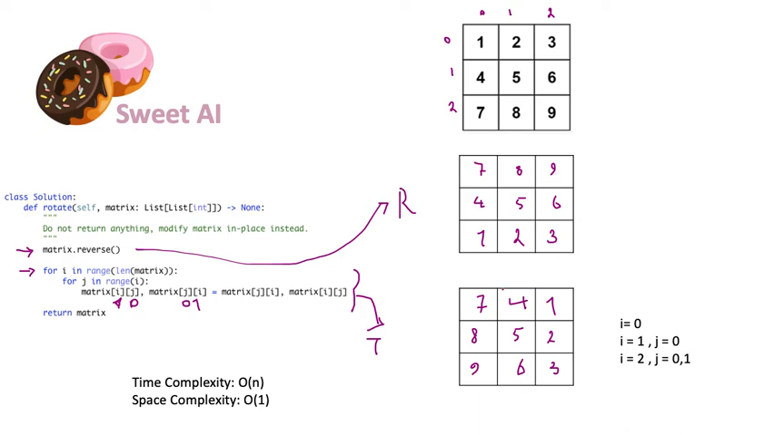As you see, we have done the 90-degree rotation. The time complexity is linear because we have to iterate over this matrix n times, and the space complexity is constant because we are not using any extra space.